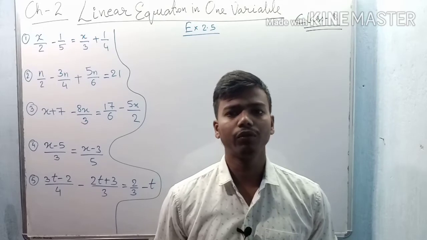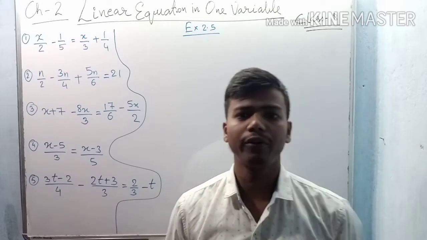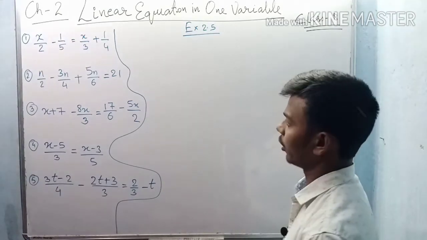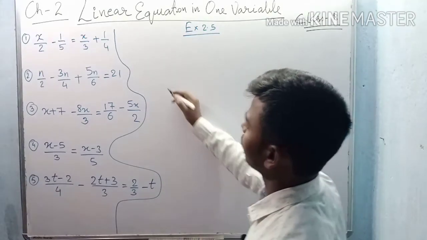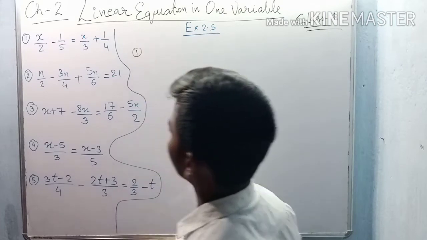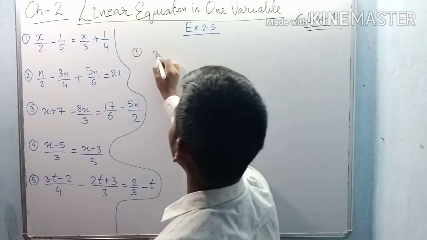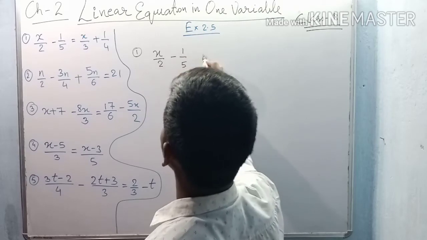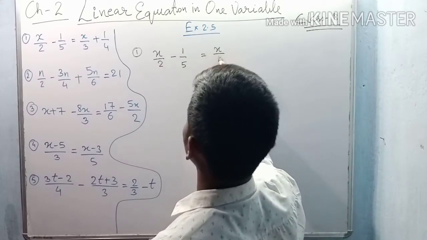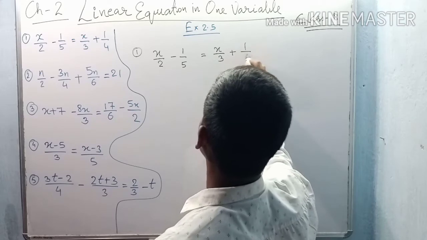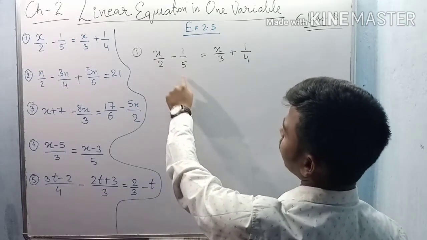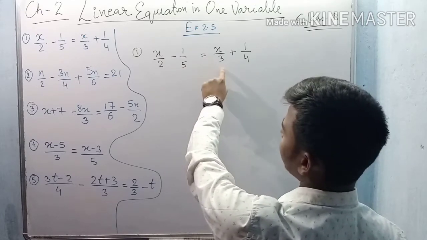Today in this video, we will discuss exercise 2.5, linear equations in one variable, class 8. Okay, so 2.5, let's discuss the first question. The first question is x by 2 minus 1 by 5 equals x by 3 plus 1 by 4.